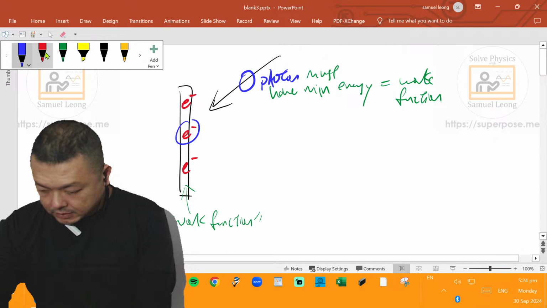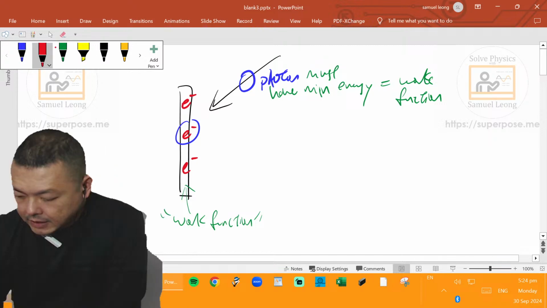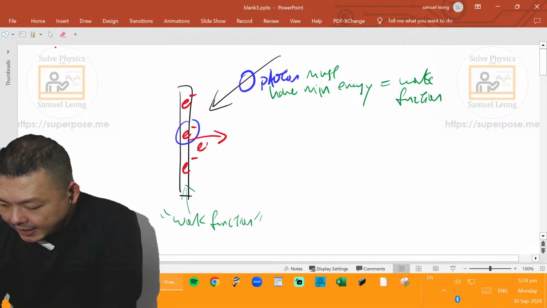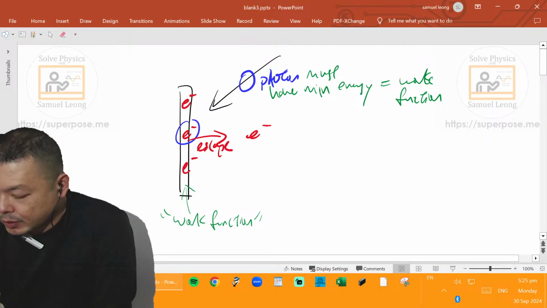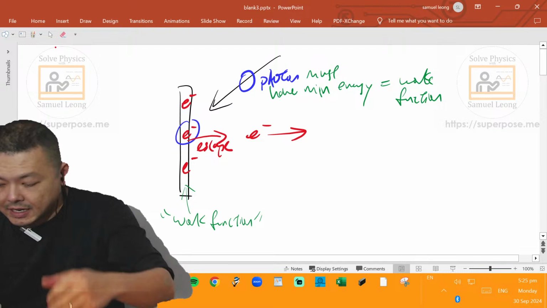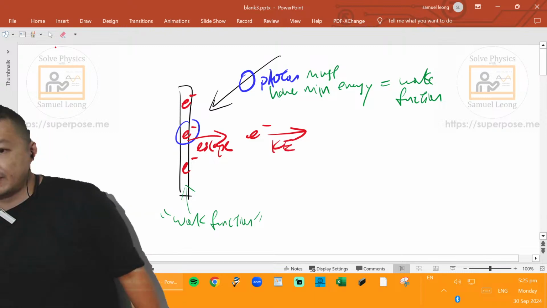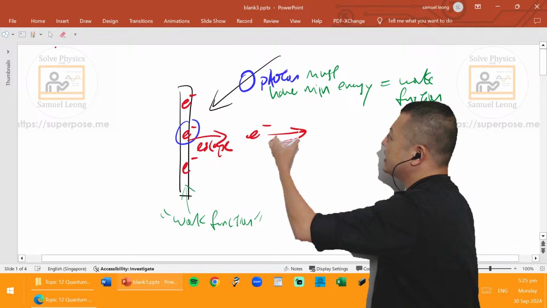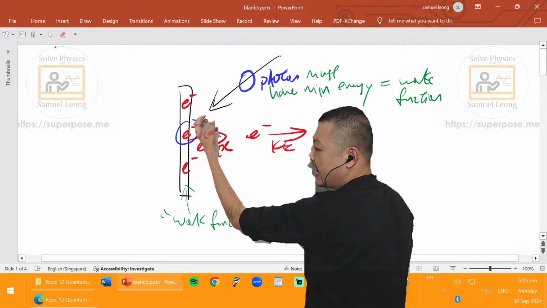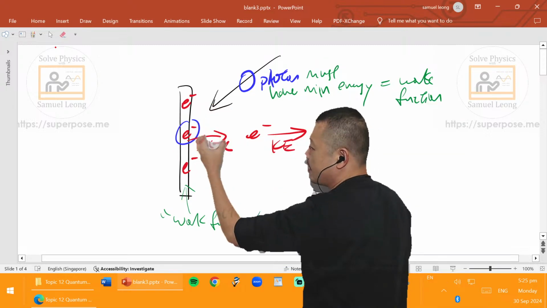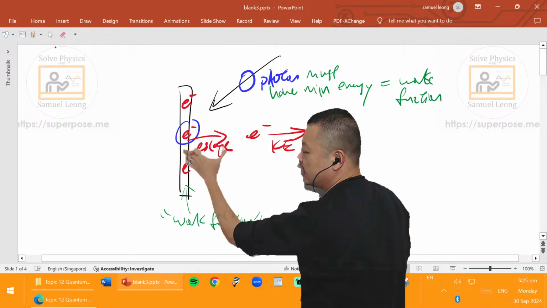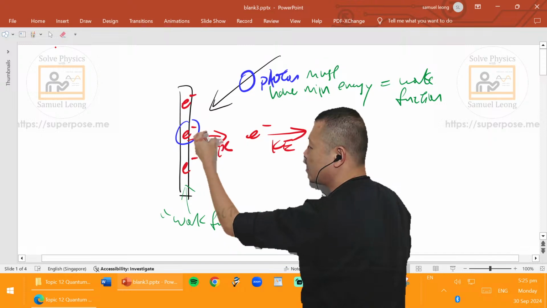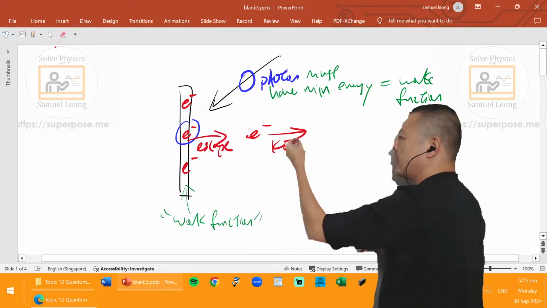The electron will escape, right? The electron will escape or be emitted, and then the electron will have Ke. So your understanding is the photon gives the electron the energy for it to escape. For it to escape, what must it minimally have to overcome the work function, right? Then whatever surplus, whatever is in excess, will come out as Ke.